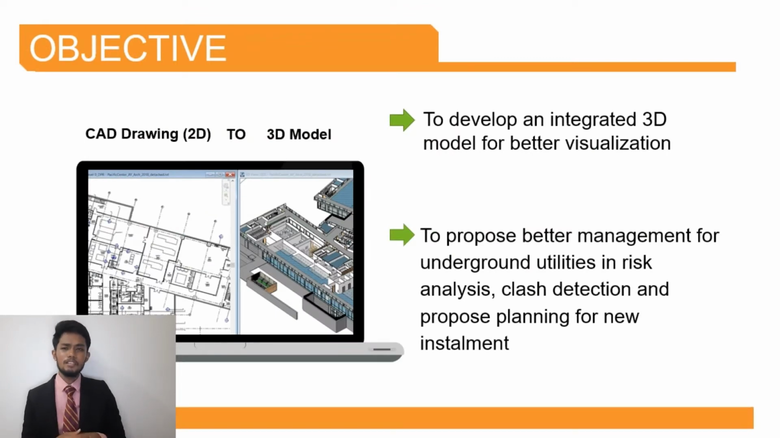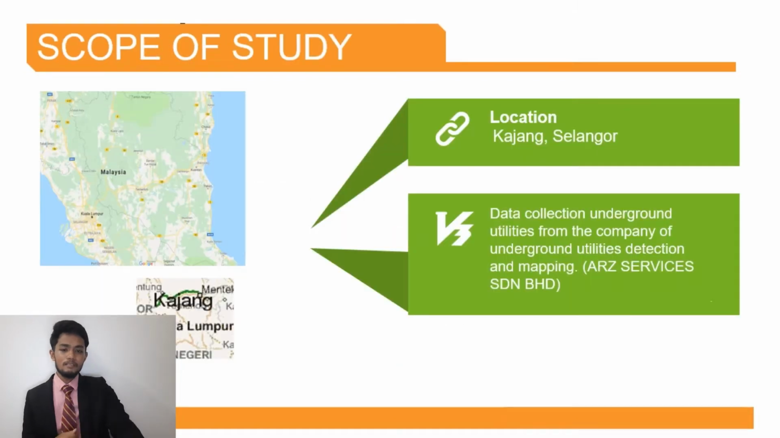So I will proceed with the objective. The objective of the research is to develop a 3D model design from the 2D CAD drawing. And next is to improve the management of the underground utilities in risk analysis, clash detection, and proposal planning for the new installment. The scope of study is at Kajang, Selangor.